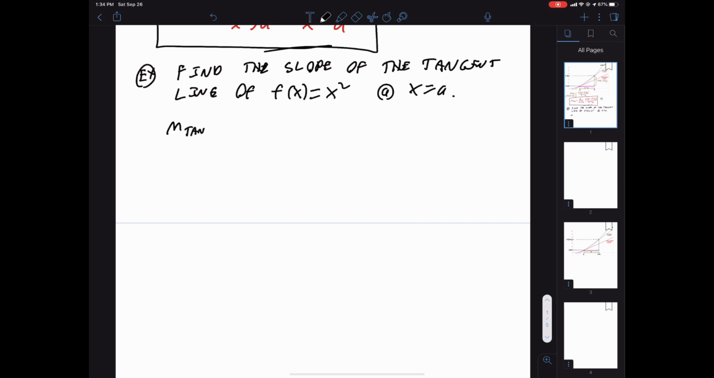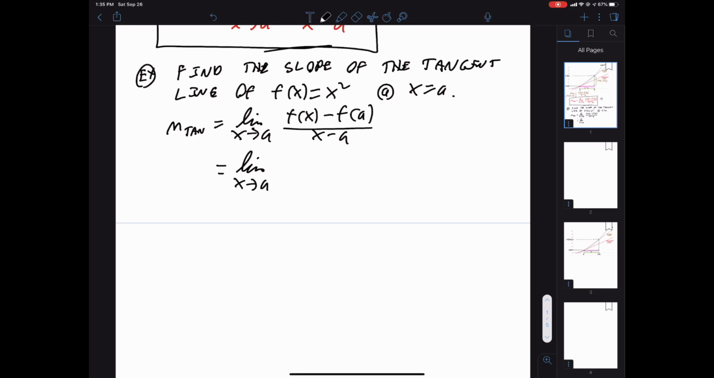So the slope of the tangent line is going to be the limit as x approaches A of f of x minus f of A over x minus A. And then we plug in. Well, f of x is x squared. That's easy. But f of A, we plug A in for x, and that's going to get us a squared. So we write the next line. F of x is going to be the x squared, so I put the x squared. I put a in for the x for the second one, and I'm going to get a squared. And then the bottom is going to stay the same.